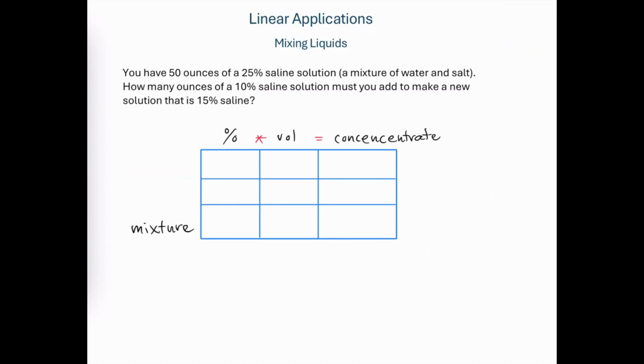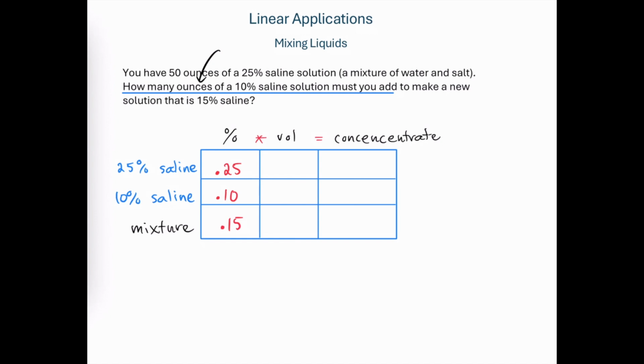Let's replace those generic row headers with a more descriptive row header because we know we're mixing a 25% solution with a 10% solution, and we want these row headers to be a little more descriptive. In the percent column, we're going to indicate our percentages converted to decimals. Our 25% solution will have a 0.25. Our 10% solution will have a 0.10 here, and the concentration of the mixture that we want is 15%, so 0.15 comes here.